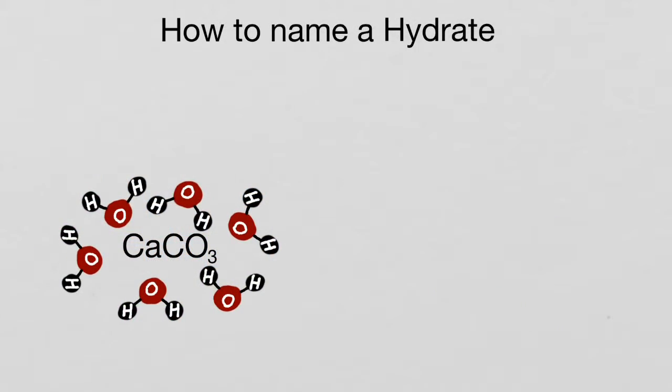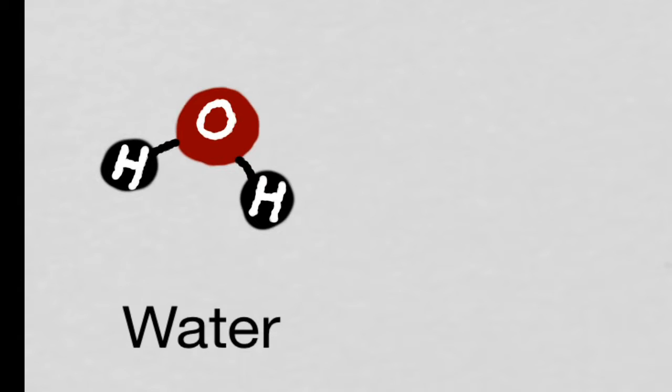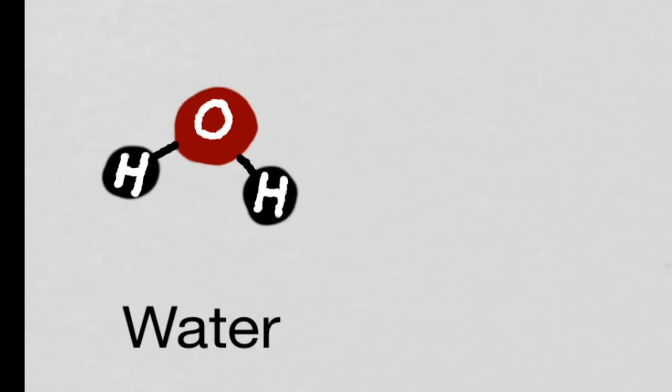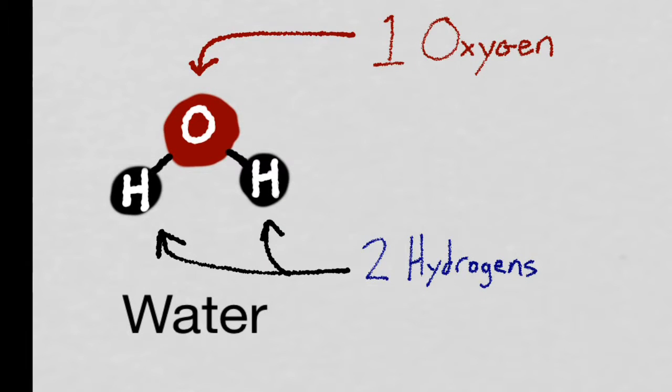In this video, I want to tell you about how to name hydrates. Now, hydrates are compounds that are associated with water molecules. So let's take a look at some water molecules. Now, this is a water molecule representing an oxygen and two hydrogens with these dots here. Now, with one oxygen and two hydrogens, this is where we get the formula H2O.